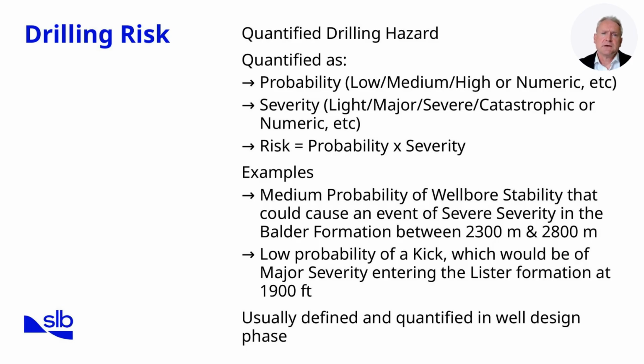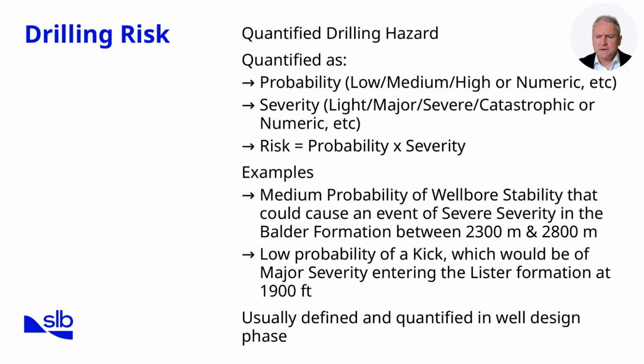Probability can be expressed qualitatively using categories such as low, medium, or high, or quantitatively using percentages or statistical distributions. Severity is also scalable, ranging from light impacts, such as minor non-productive time, to catastrophic outcomes such as blowouts or total loss of the well.